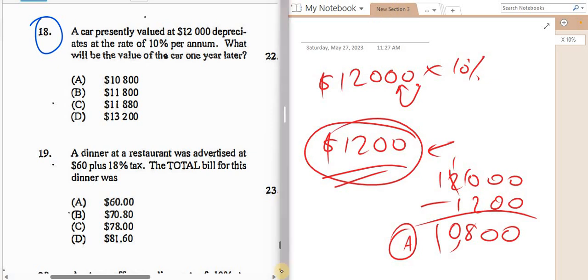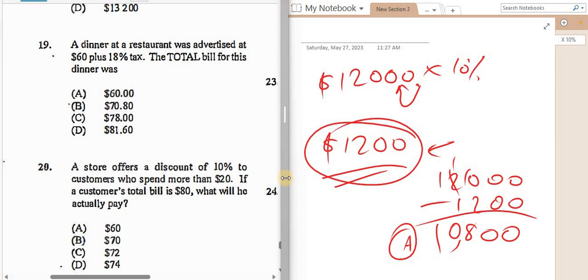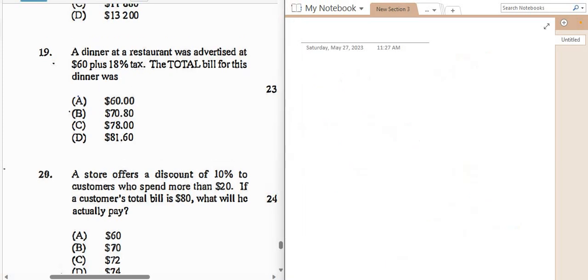Okay. Next one. Number 19. You want some time to write that one? I did it already. So number 19, a dinner at a restaurant was advertised as $60 plus 18%.